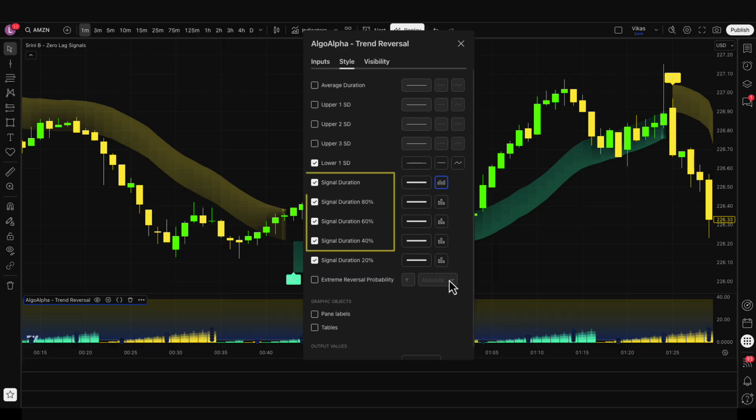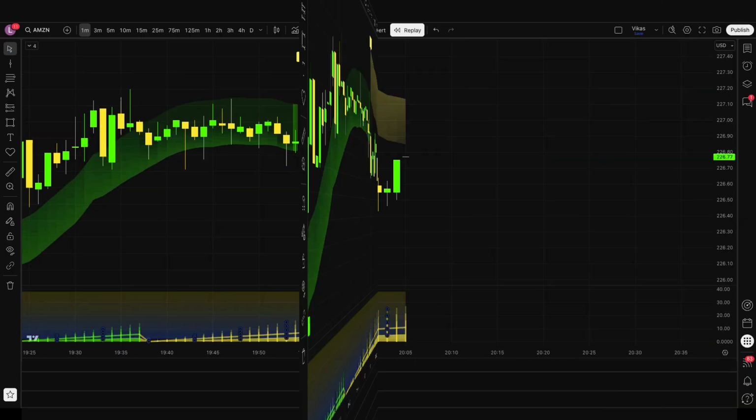We have to change this signal duration option from columns to histogram. We have to change this signal duration 20% option from columns to line. Now our setup is ready.